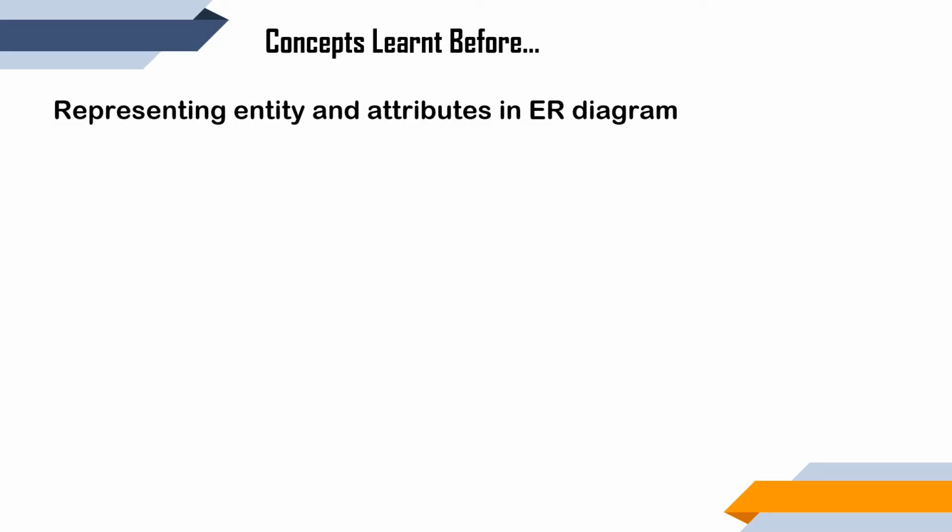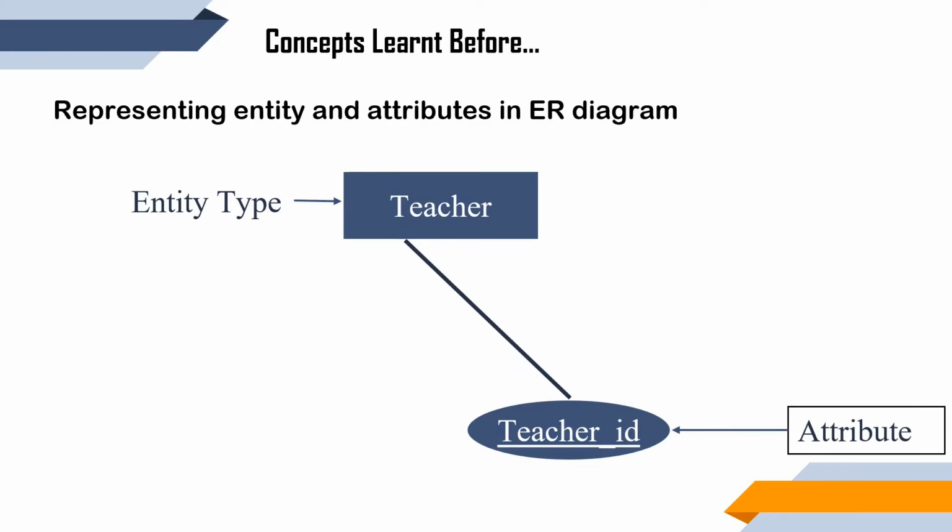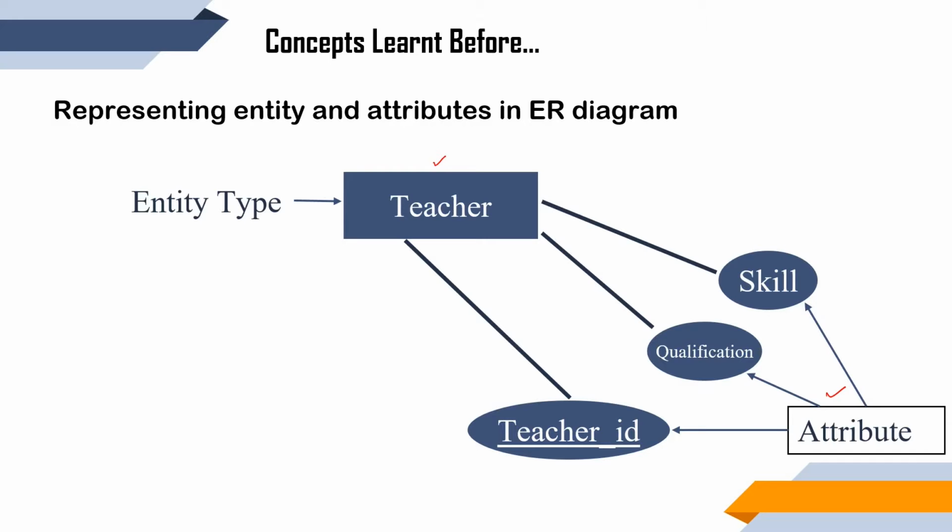Okay, let me recapitulate what we have learned so far very briefly. See, we have learned what is an entity and what is an attribute. Like over here in this diagram, teacher is an entity, isn't it? Because about teacher, we want to keep information, and the behavior or characteristics of the teacher is represented by the attributes. So in this picture, teacher ID, qualification and skill are attribute that we have also learned.